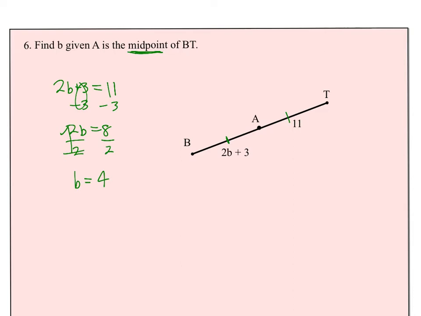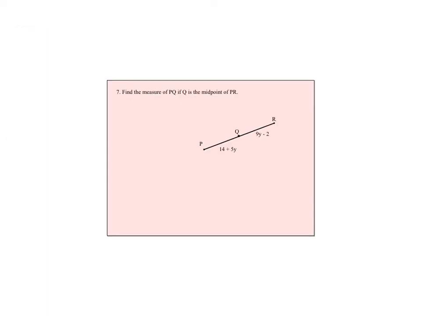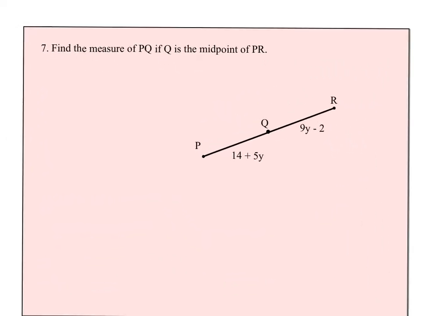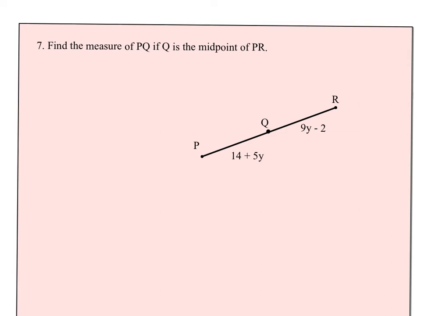So b is going to equal 4, which makes total sense. Okay, 2 times 4 plus 3 does equal 11, so that checks. So it's just merely throwing a little bit of algebra into the geometric big idea. So now if we look here, Q is your midpoint.